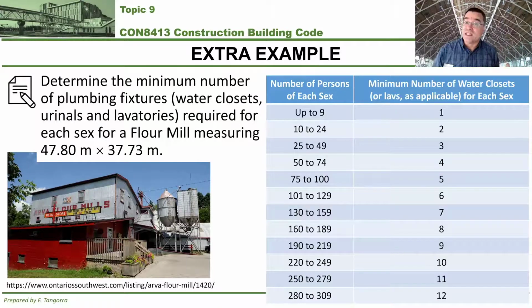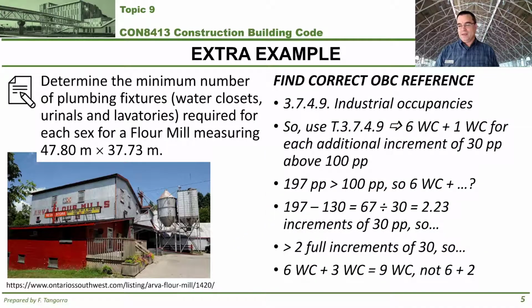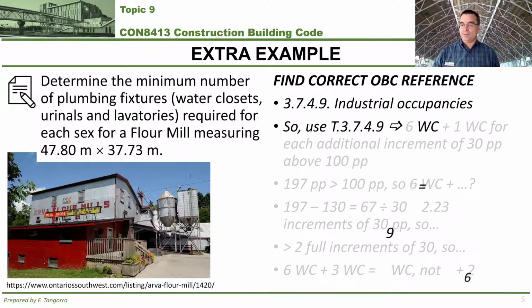So for example, in our case, 197 fits somewhere in here. Where does 197 fit? Right here. Make sense? It fits in the 190 to 219. And you see how many water closets that is? It's 9. 6 plus 3. Okay? So there we are. We now have 9 water closets that are required for each of male and female occupants. So we can start figuring out what the answer is going to be to this extra example.